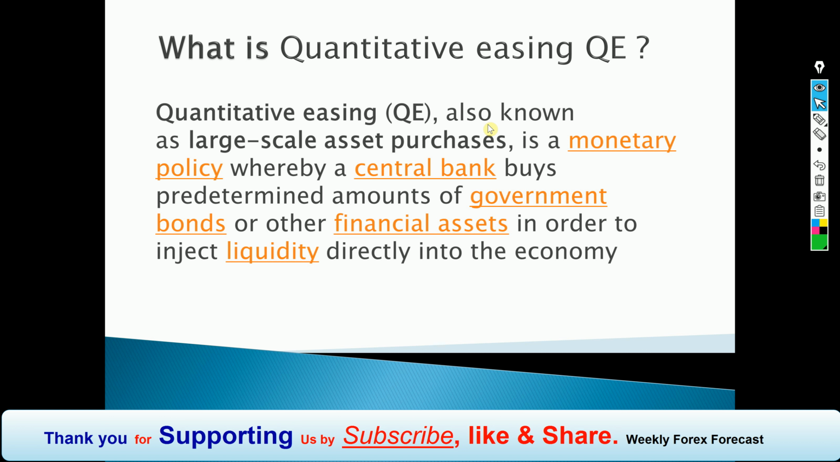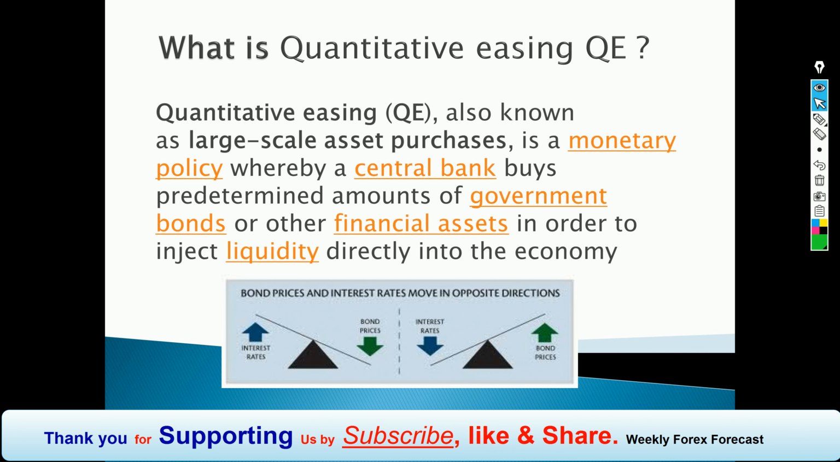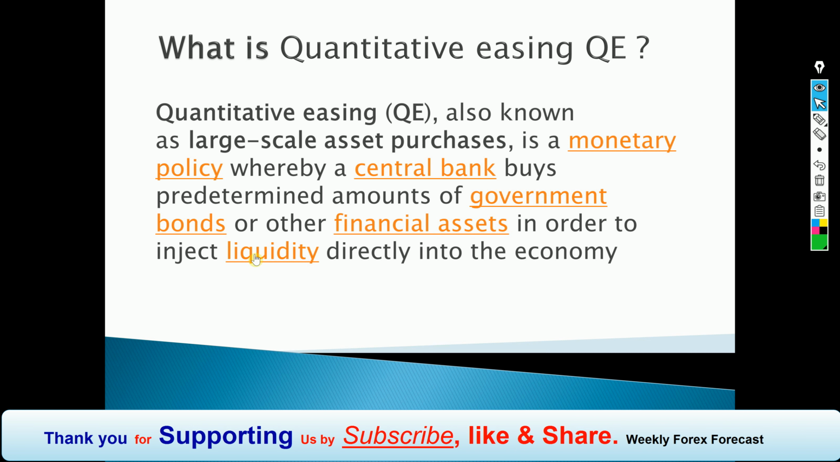So quantitative easing, also known as large scale asset purchase, is a monetary policy whereby a central bank buys a predetermined amount of government bonds. And pay attention, when they buy the government bonds, they have a limit, because every time they buy and there is demand for it, the interest rate will go down. So once the interest rate drops to zero, they can no longer use this method or other financial assets in order to inject liquidity directly into the economy. Okay, so once they finish buying the bonds, this is quantitative easing.